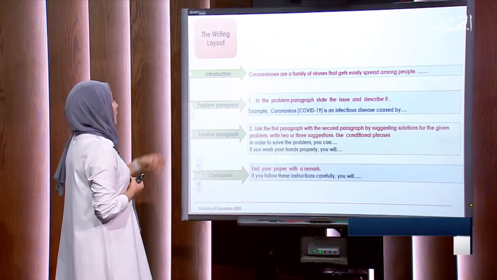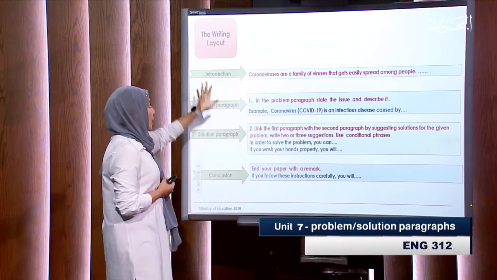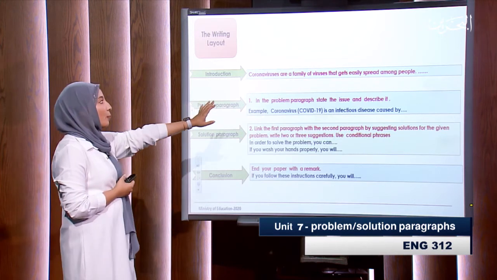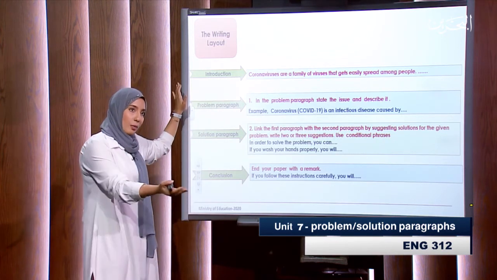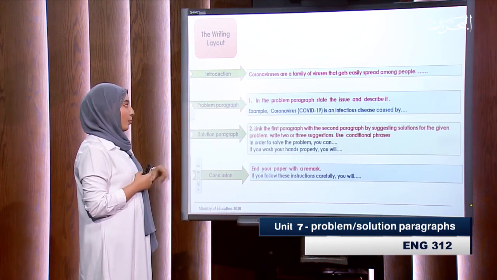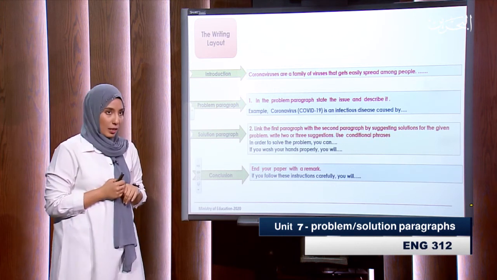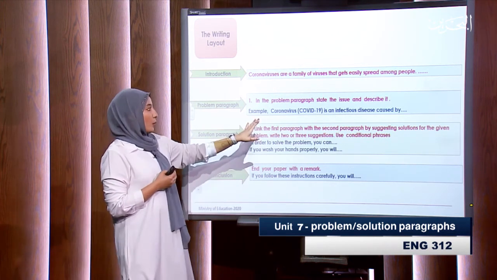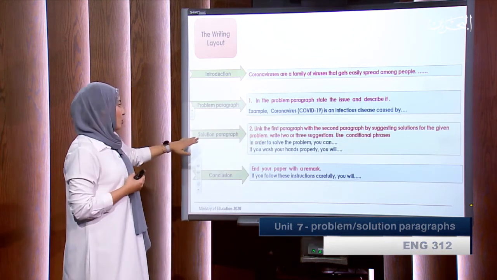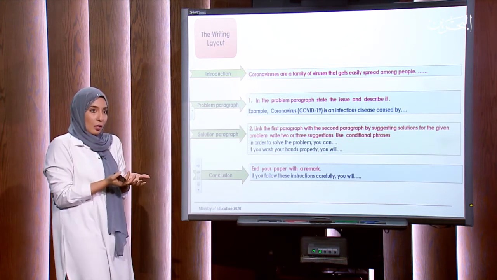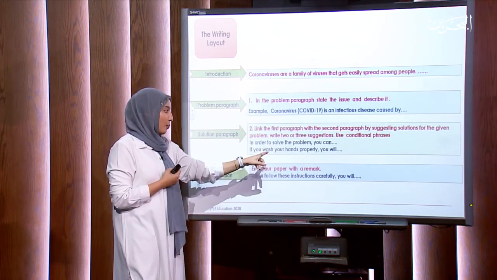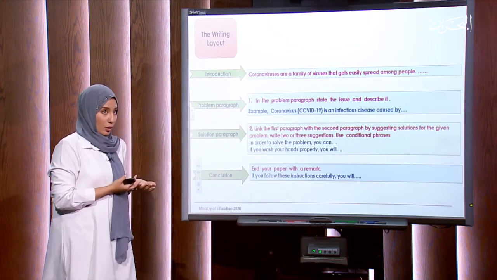Okay, so this is the writing layout. It's just an example. In the introduction, coronaviruses are a family of viruses that get easily spread among people. Introduction, background information, and then you continue. The problem: in the problem paragraph, state the issue and describe it. So what is the problem? For example, coronavirus is an infectious disease caused by, and I start mentioning the problems. Solutions: here I start naming the solutions. So we start by writing, in order to solve the problem you can. If you wash your hands properly, you will. So I'm stating the solutions.